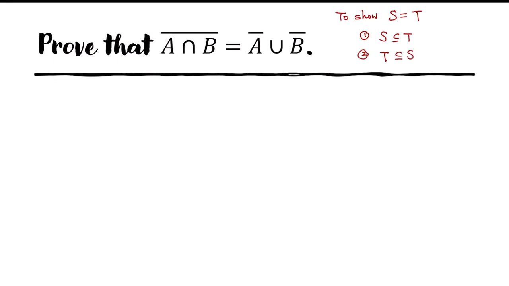You need to show they are subsets of each other, which means you need to show every element in set S also belongs to T and every element in T belongs to S. This way you show that they have the same elements. Okay, so let's say we start by wanting to show A intersect B's complement is a subset of A's complement union B's complement. So we want to show that if you take an element from A intersect B's complement, this element will belong to A's complement union B's complement.